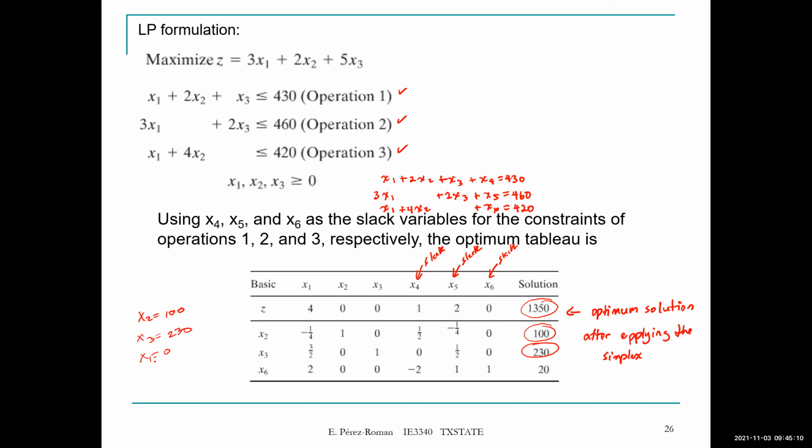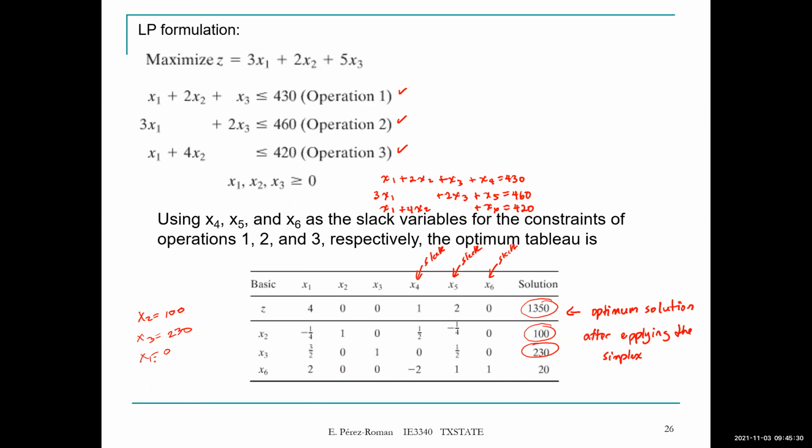Yes. It looks like it's not feasible. Why? Because the first constraint is 2x. No, yes, sorry. So it's 430. Yes.